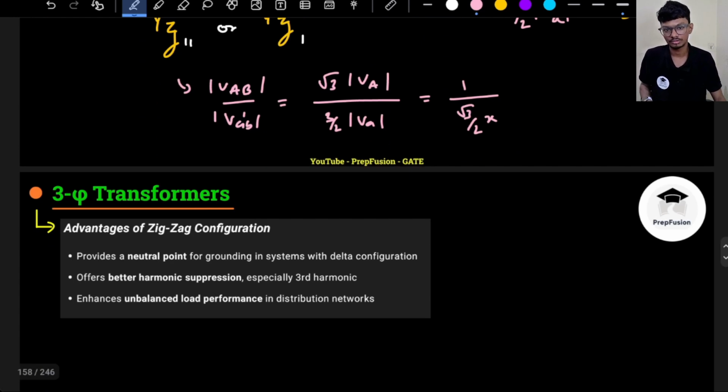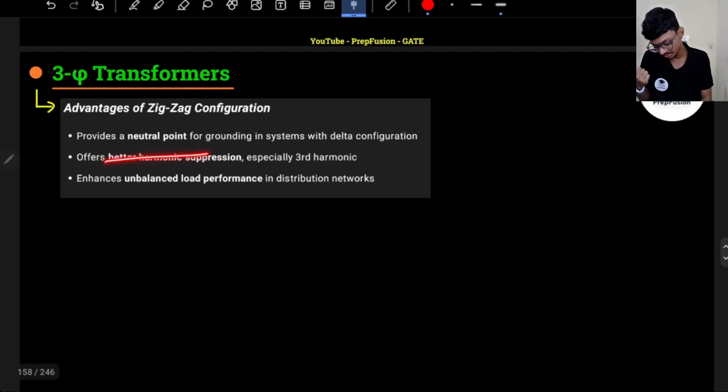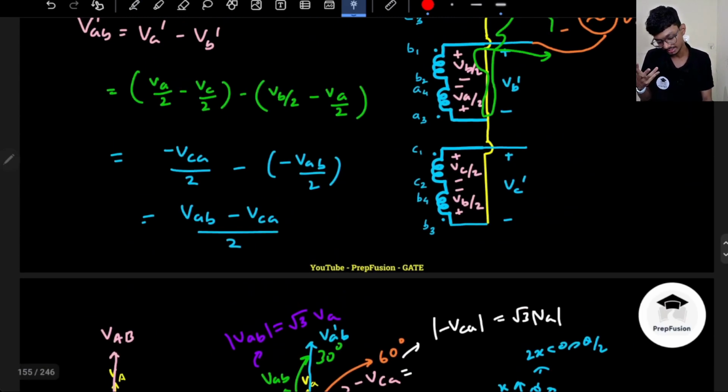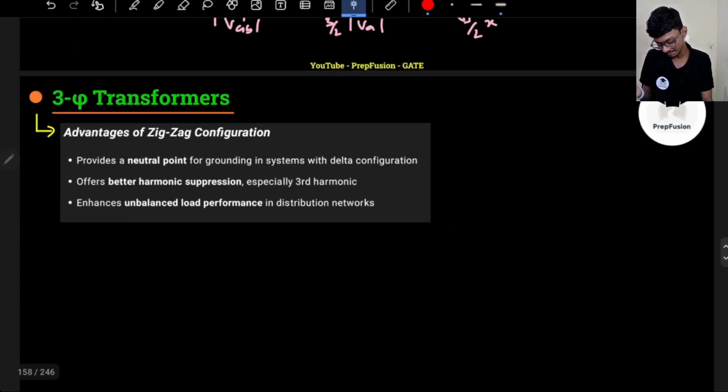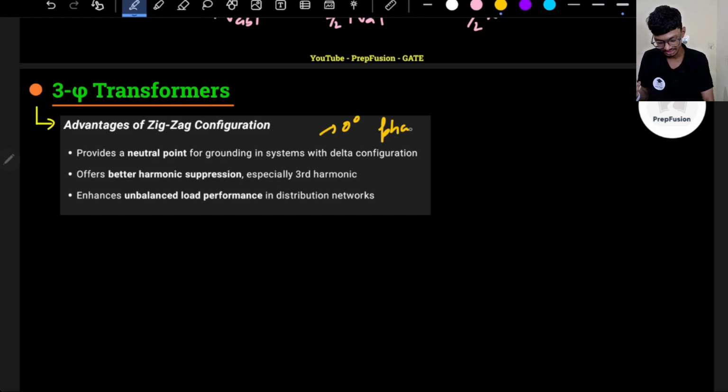I will just summarize a few things, like what are the advantages of zigzag. It provides a neutral point for grounding systems in delta configuration. So even though there is delta on the right hand side, it has a grounding configuration. It provides better harmonic separation, especially third harmonic. These are a few theoretical points. It enhances unbalanced load operation, because the harmonic has been reduced, so it will enhance unbalanced load performance. Mainly it is used to provide 0 degree phase shift. So zigzag is also used sometimes.